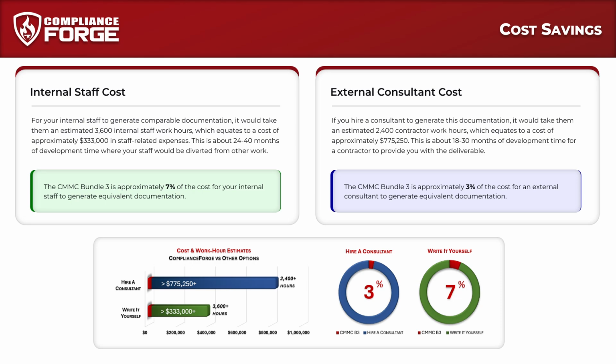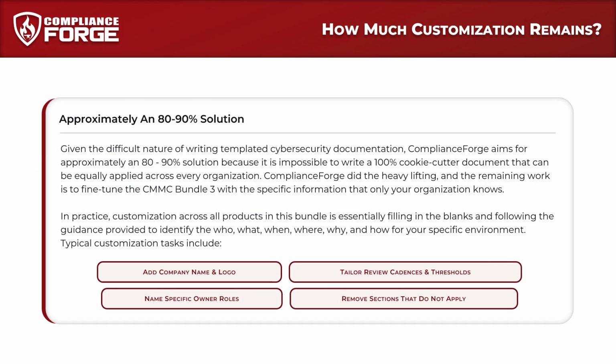The bundle itself is $23,793. So how much work is left for you? ComplianceForge aims for approximately an 80 to 90% solution because it is impossible to write a 100% cookie-cutter document that can be equally applied across every organization. ComplianceForge did the heavy lifting, and the remaining work is fine-tuning the bundle with the specific information that only your organization knows.